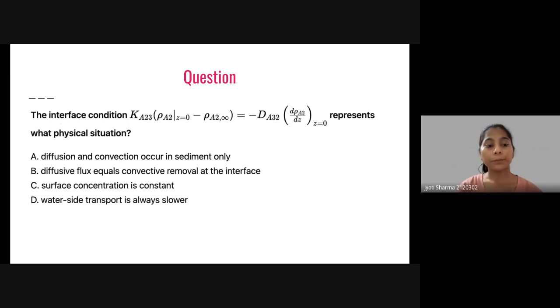Okay, so the interface condition, capital K a23, in bracket we have rho A2 where z is equal to 0 minus rho A2 infinity, is equal to minus D A32 delta rho A2 by dz, and here z is equal to 0. What physical situation does it represent? I have four options here. Diffusion and convection occur in sediment only. Diffusion flux equals convective removal at the interface. Surface concentration is constant. Water side transport is always slower.